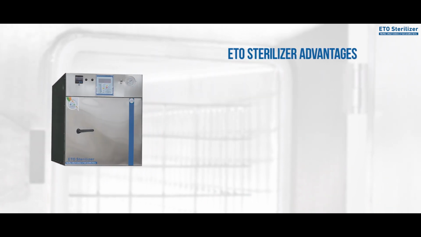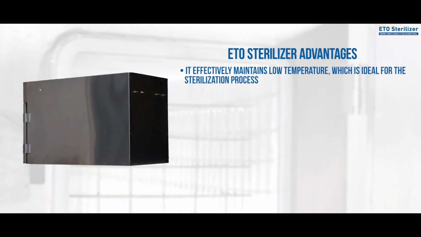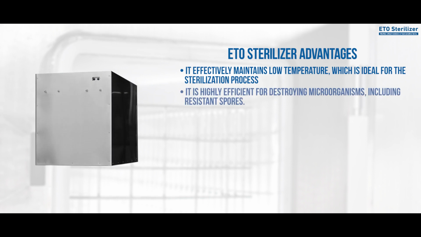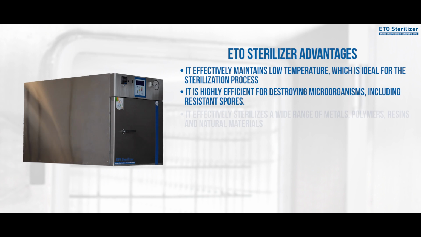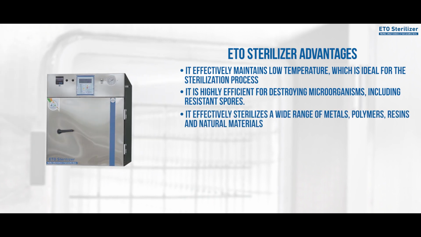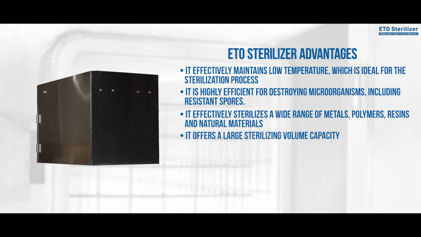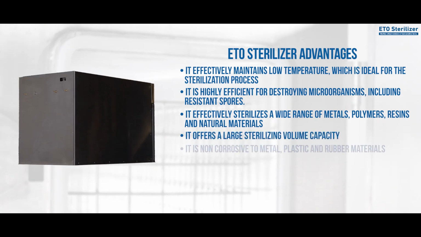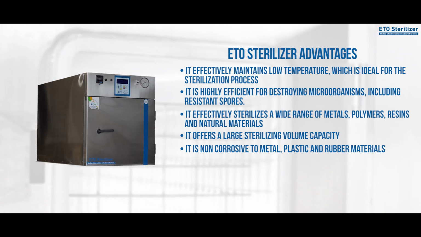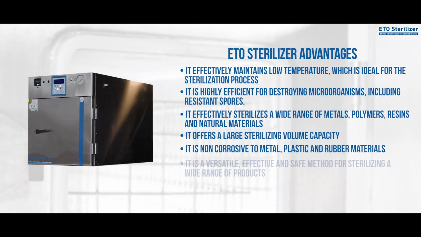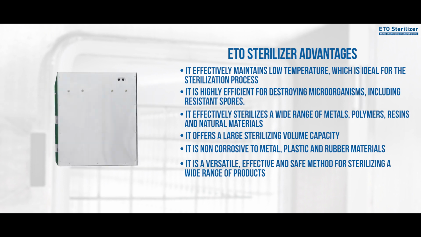ETO sterilizer advantages. It effectively maintains low temperature, which is ideal for the sterilization process. It is highly efficient for destroying microorganisms, including resistant spores. It effectively sterilizes a wide range of metals, polymers, resins, and natural materials. It offers a large sterilizing volume capacity. It is non-corrosive to metal, plastic and rubber materials. It is suitable for humidity-sensitive devices too. It is a versatile, effective and safe method for sterilizing a wide range of products.